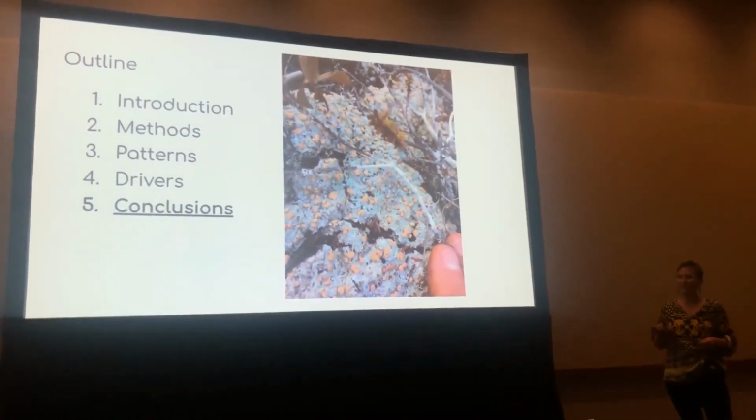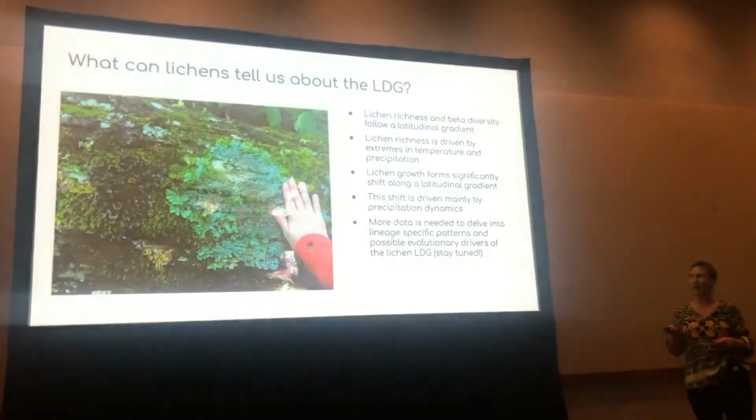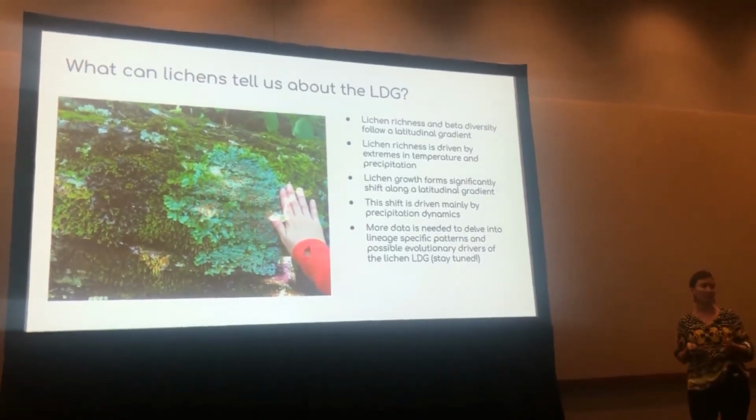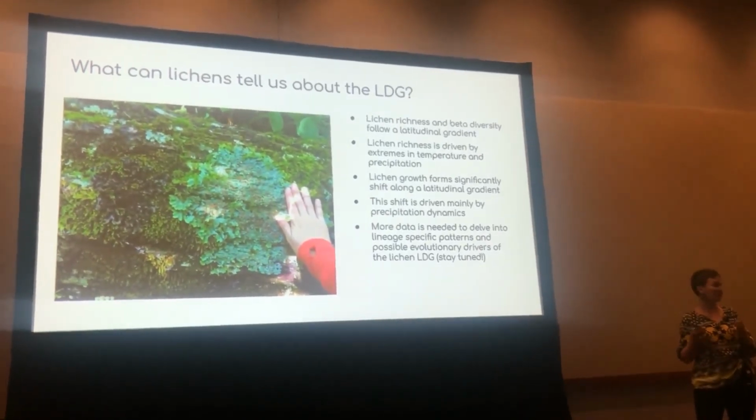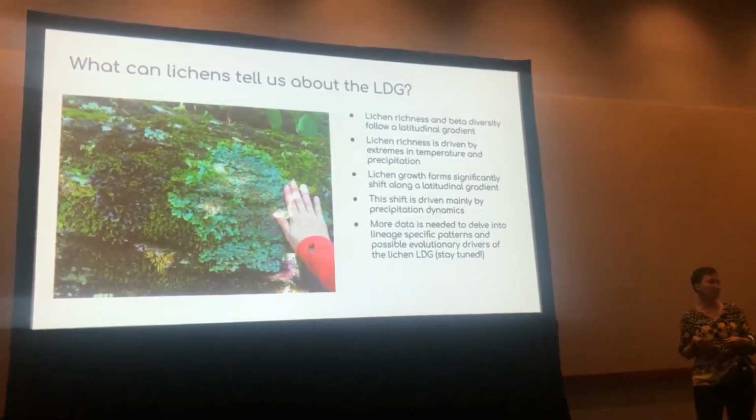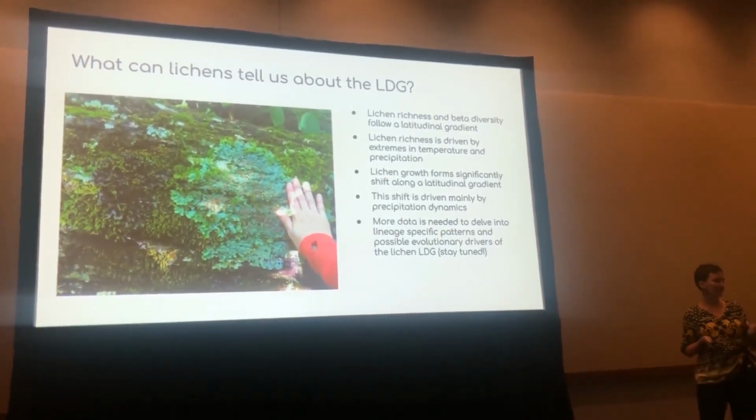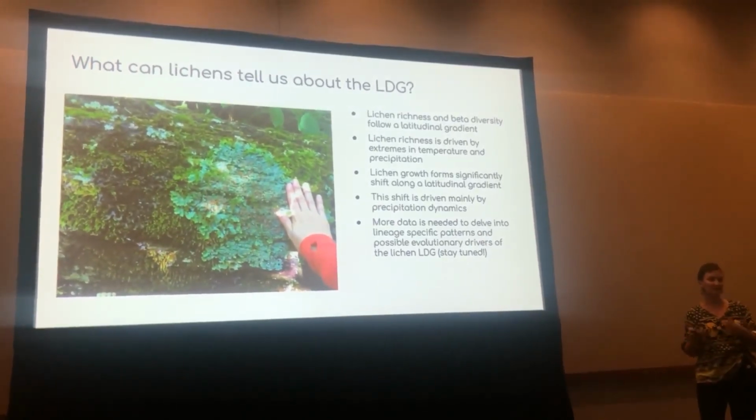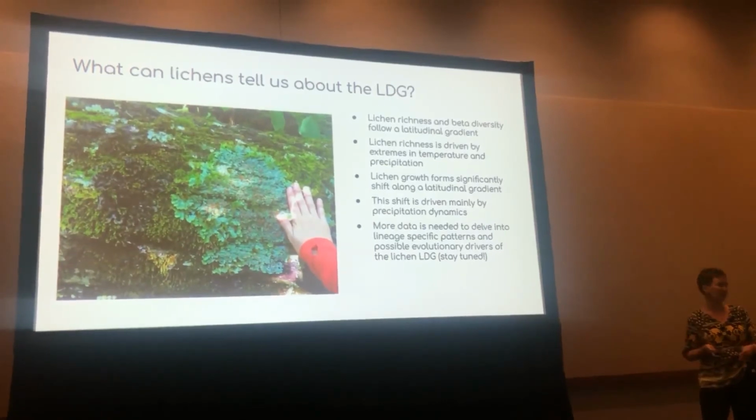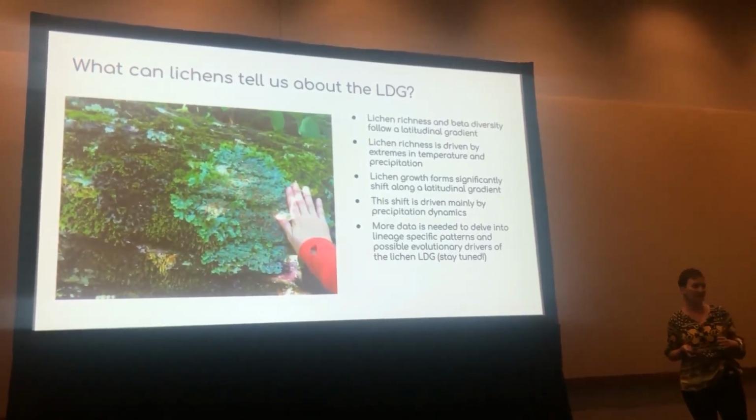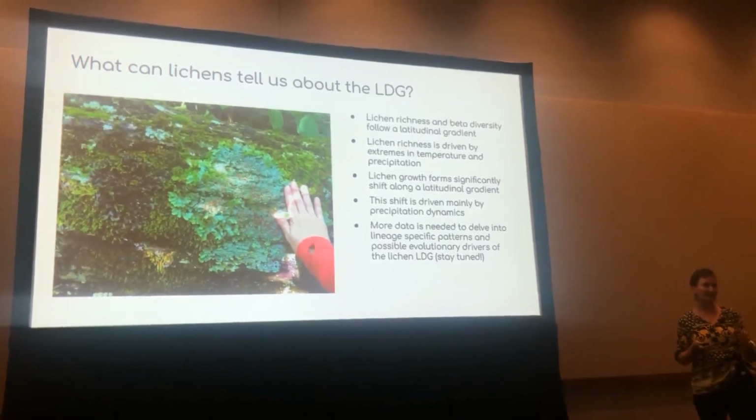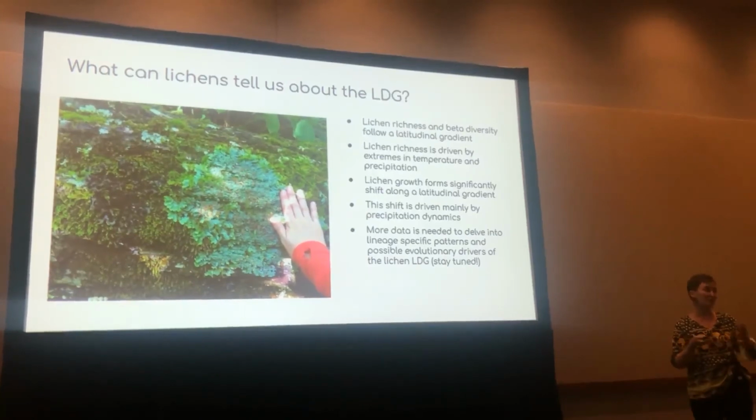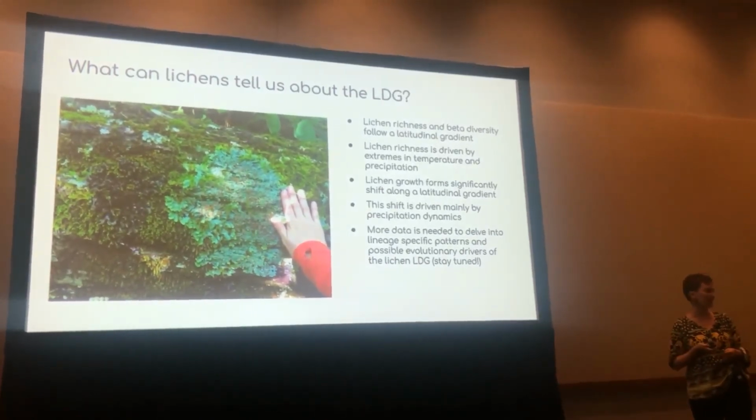Finally, some conclusions and future directions, because I think I only have like 30 seconds left anyway. So just to wrap up what I told you, lichen richness and beta diversity do seem to follow a latitudinal gradient based on these nine sites. Lichen richness is driven by extremes in temperature and precipitation, and lichen growth form follows a significant shift along the latitudinal gradient and seems to be mainly driven by precipitation patterns. We looked a little bit at lineage-specific patterns, but unfortunately we had too little data to find any significance in those, but basically different lineages of lichenized fungi do follow different patterns along the latitudinal gradient.